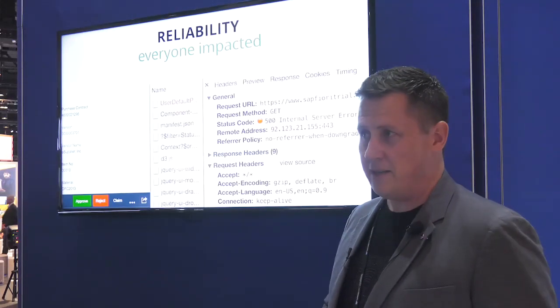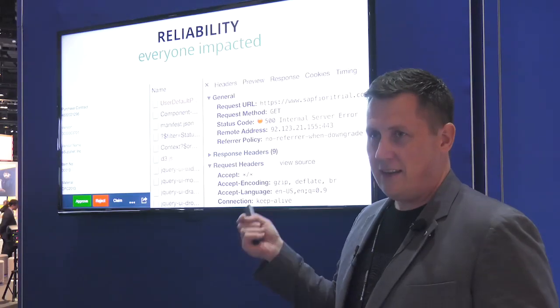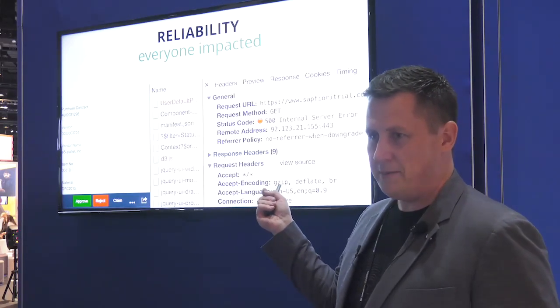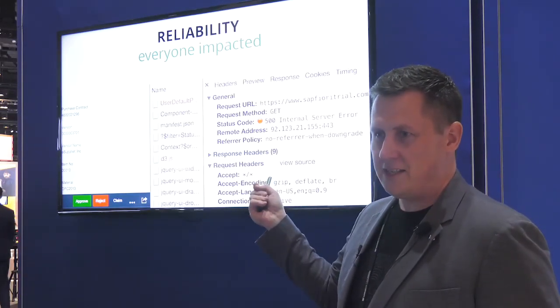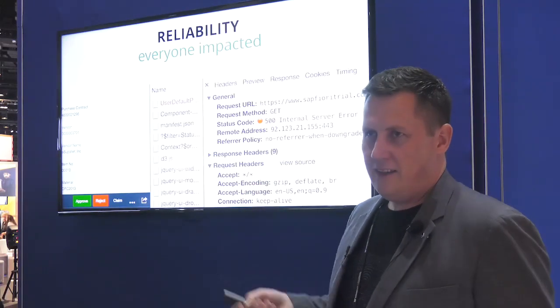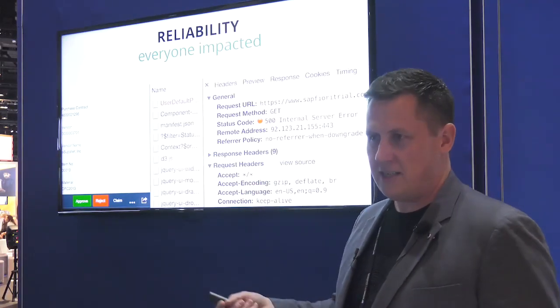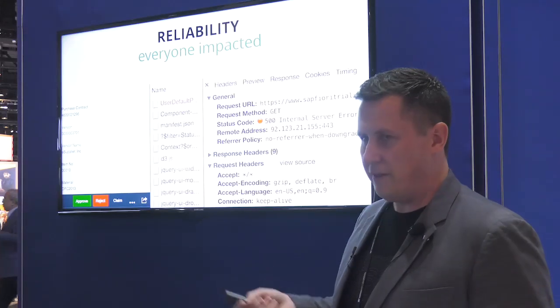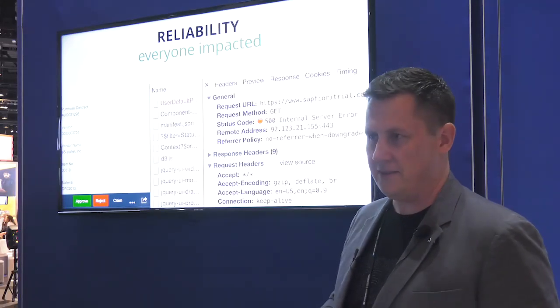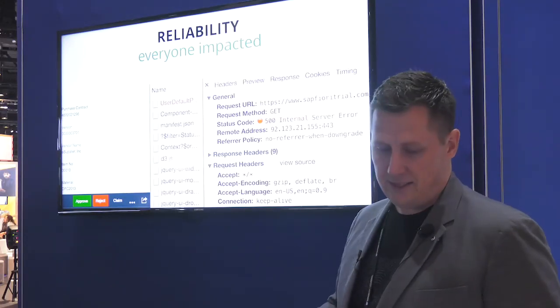Reliability is a different story because not everyone's impacted by it. Once again, if I look at the SAP Fiori trial website, it's littered with HTTP 500s, and you may think, well, do we care about HTTP 500s? HTTP 500s means something went wrong with the request and the response that came back from the server. So yes, we do care about that, and especially more so when we're seeing this sort of thing under load.